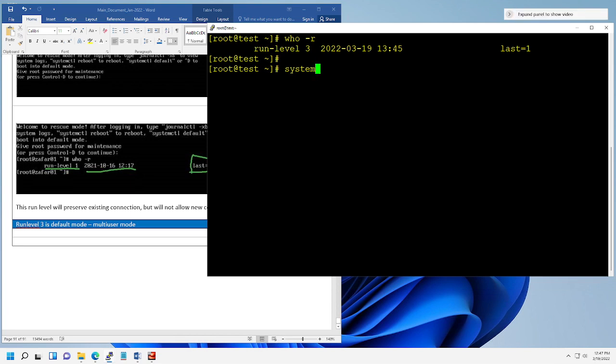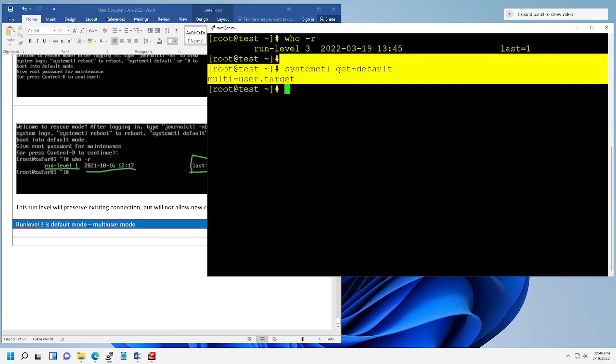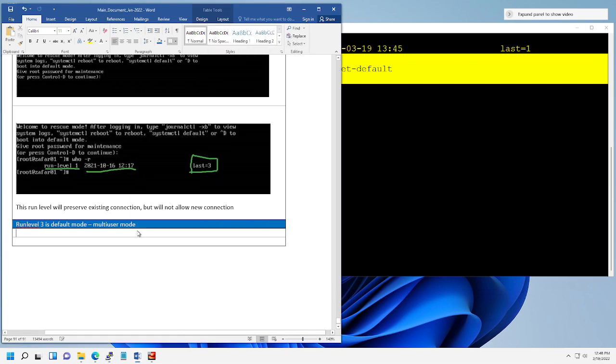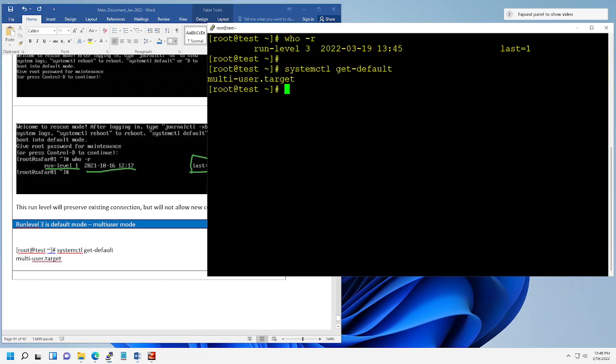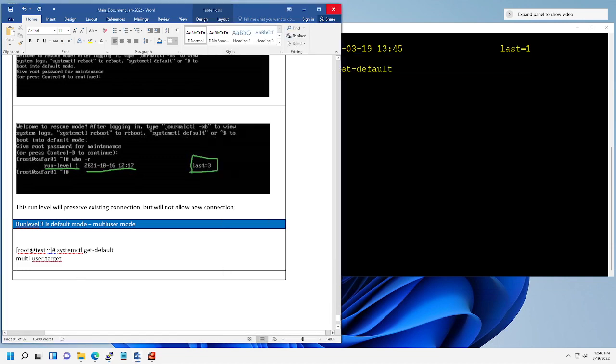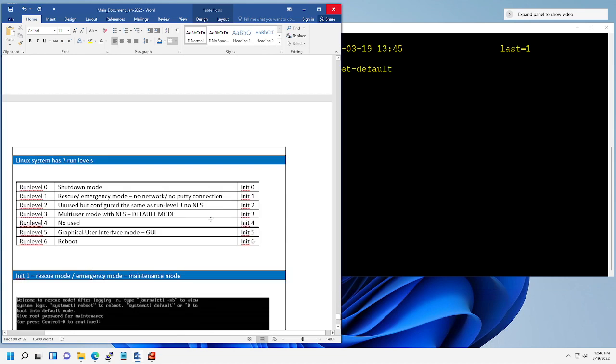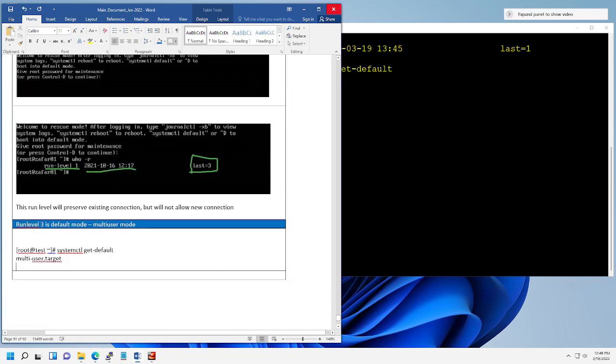Because that is what the system is configured to. When it reboots, it goes back into its default. To check what the default is, the default is multi-user target. That means run level 3. And there is run level 5 also. 4 is not used. 5 is graphical mode. Run level 5 is GUI mode.